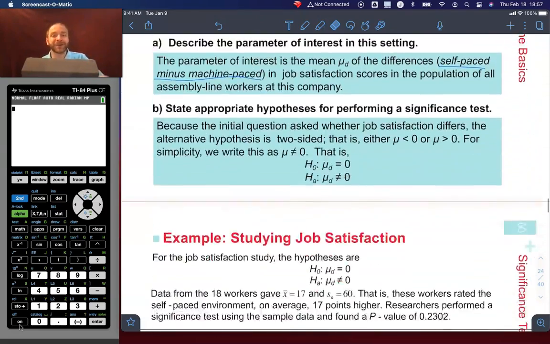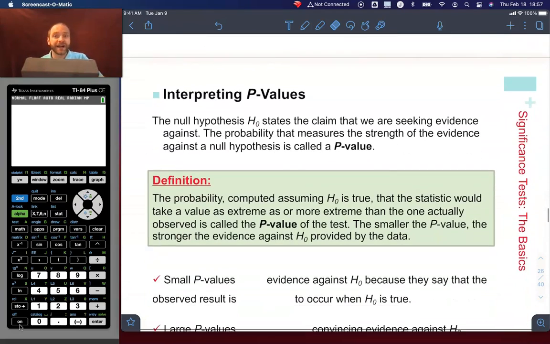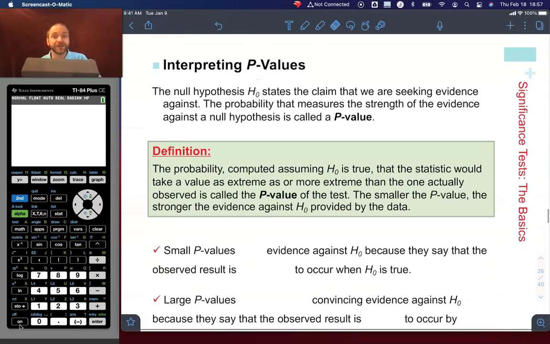Again, it wasn't one of the questions here, but if we go to the next slide, it deals with interpreting p-values. Who knew? So the null hypothesis states the claim that we are seeking evidence against. And the probability that measures the strength of the evidence against the null hypothesis is called a p-value. The probability value for the strength of the evidence against a null hypothesis.